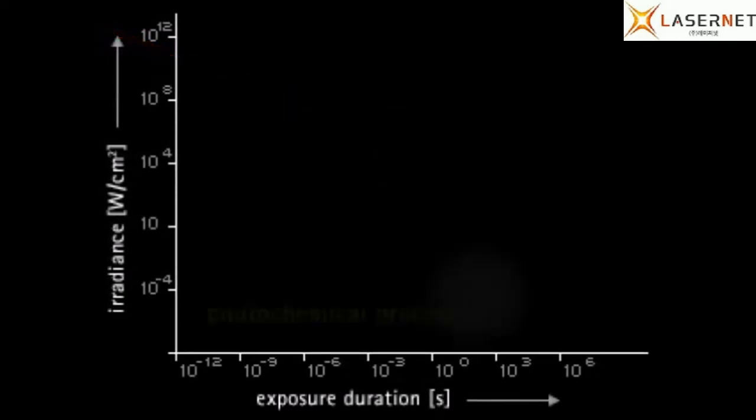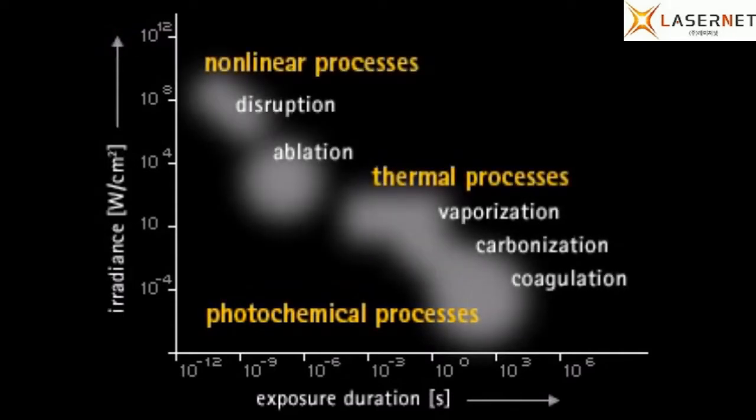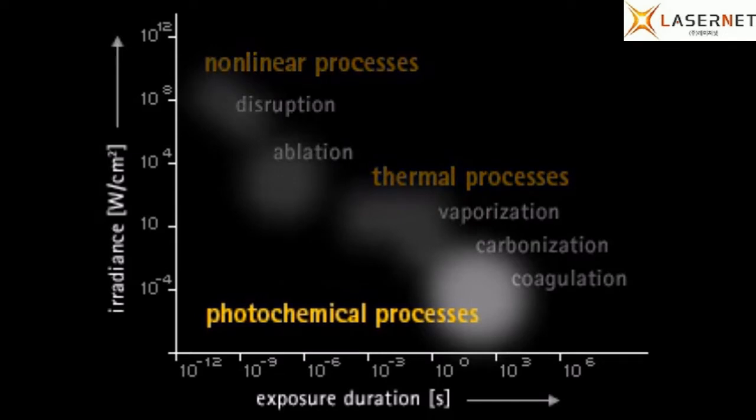We distinguish between photochemical, thermal, and nonlinear interactions. Photochemical reactions dominate for low irradiances and shorter wavelengths. The process of vision or a sunburn of the skin are typical examples.